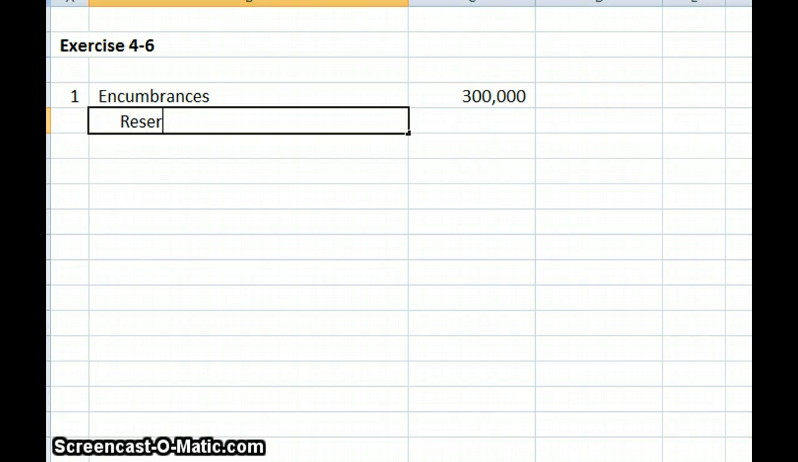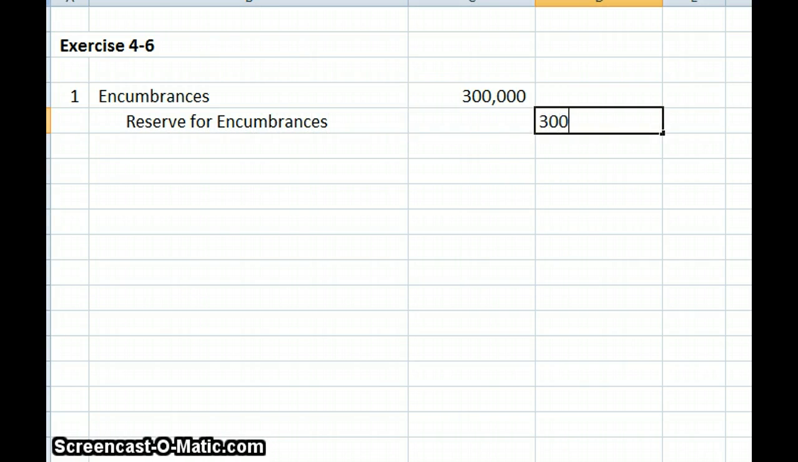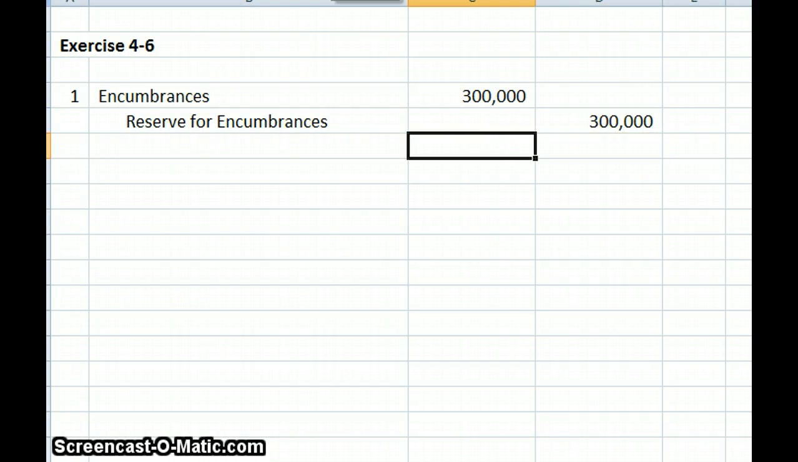Okay, and then we're going to have what's called reserve for encumbrances for $300,000, and that's to encumber the funds for the order of supplies. It's not an expenditure at this point, it's just an encumbrance. So we've committed the funds, we haven't actually spent them.